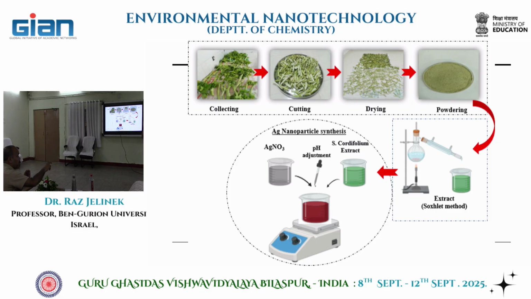You're right, it depends on the plant extract. Silver nanoparticles in general are red. Sometimes they change the color depending on the size. Big particles are more blue, small particles are more red. But absolutely, depending on the extract, depending on the molecules in the extract, you can get different colors.